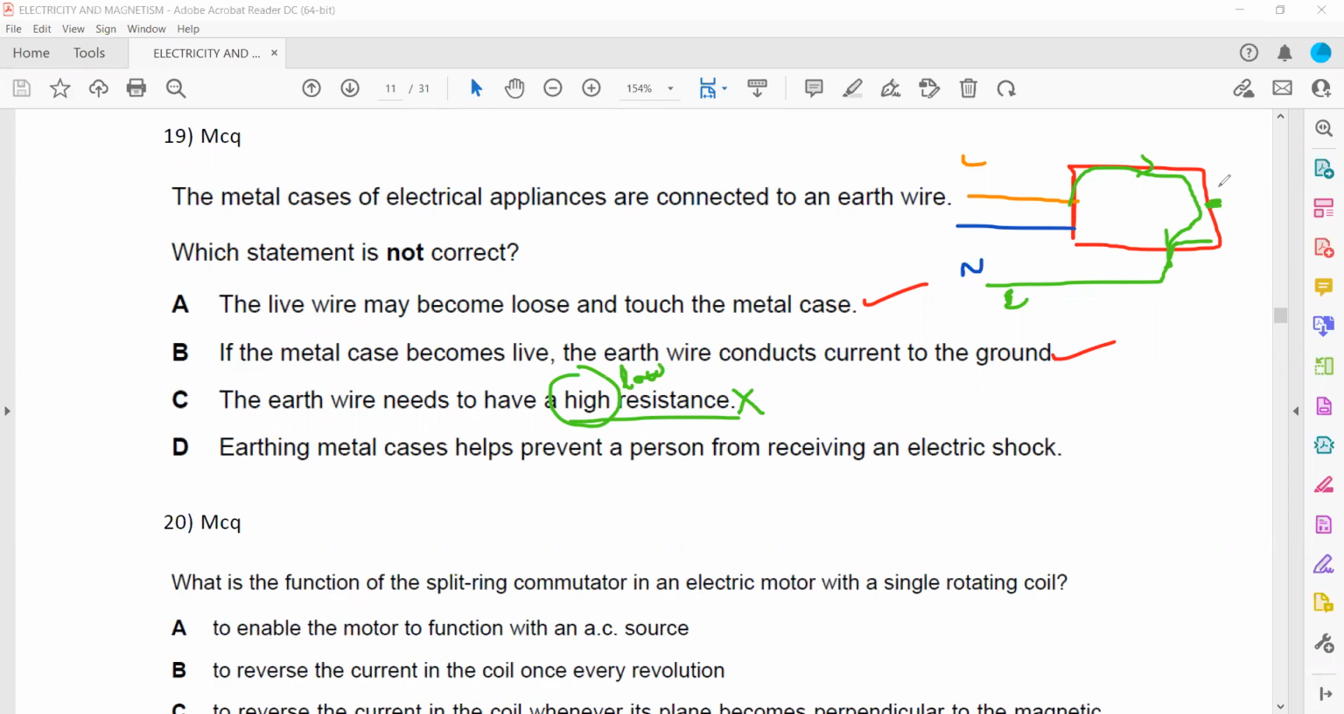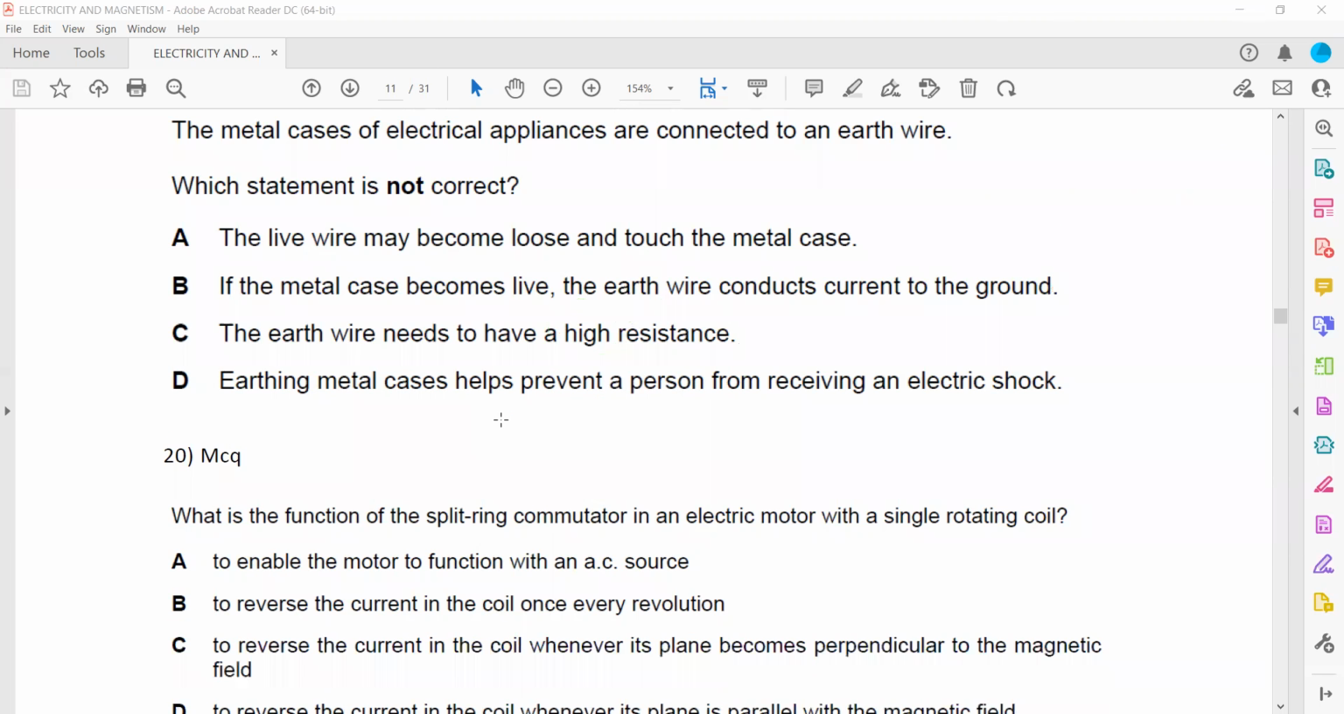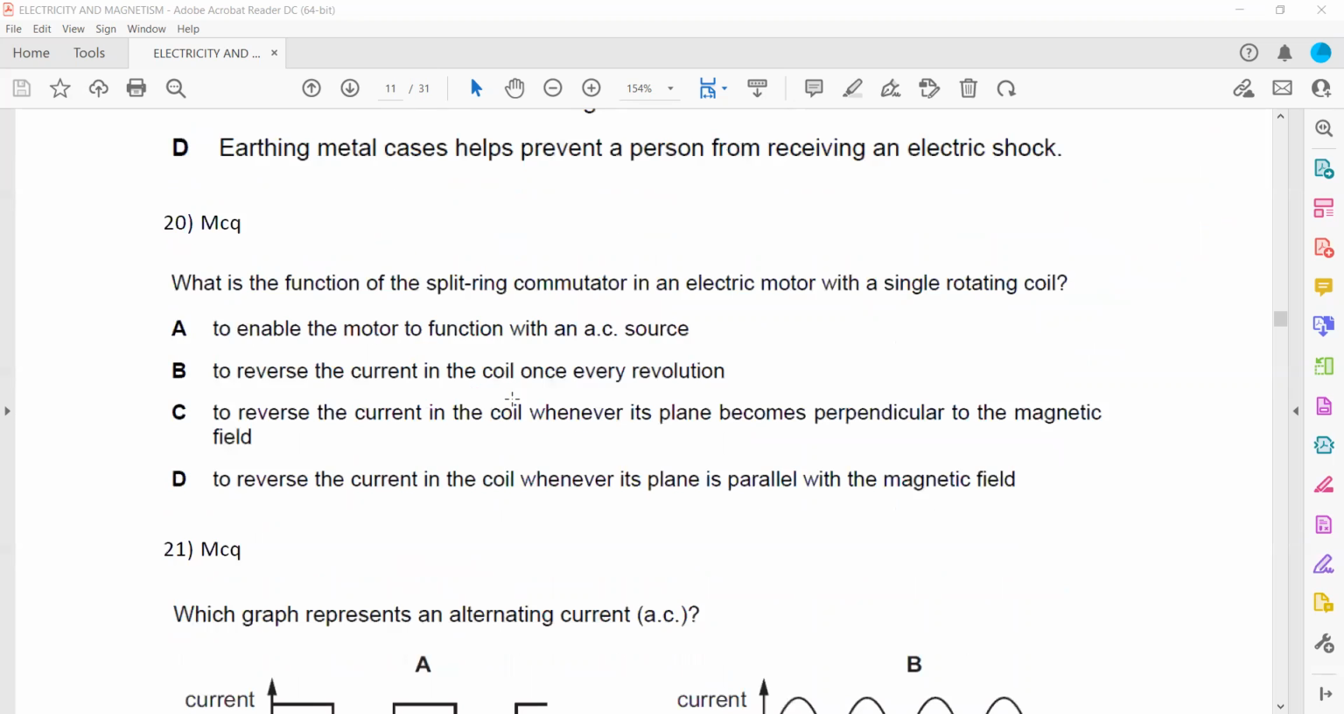In case a person is in contact with a metal body, he will not get an electric shock. Otherwise, if the earthing wire has a high resistance, then most of the current will pass through the operator, the person who's operating a device or an appliance, and more likely he will receive an electric shock. When the earthing wire has a low resistance, there is a possibility that the current will pass through an operator, but it will be a mild shock. It will not cause too much damage. An earthing metal case helps to prevent a person from receiving electric shock.